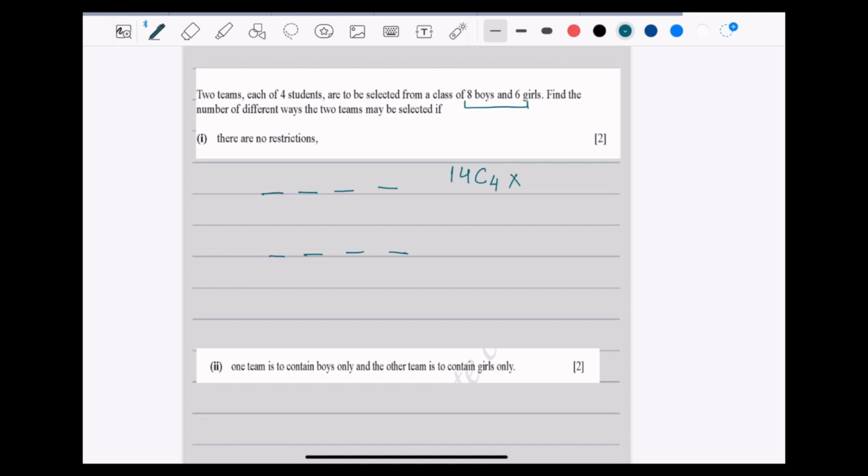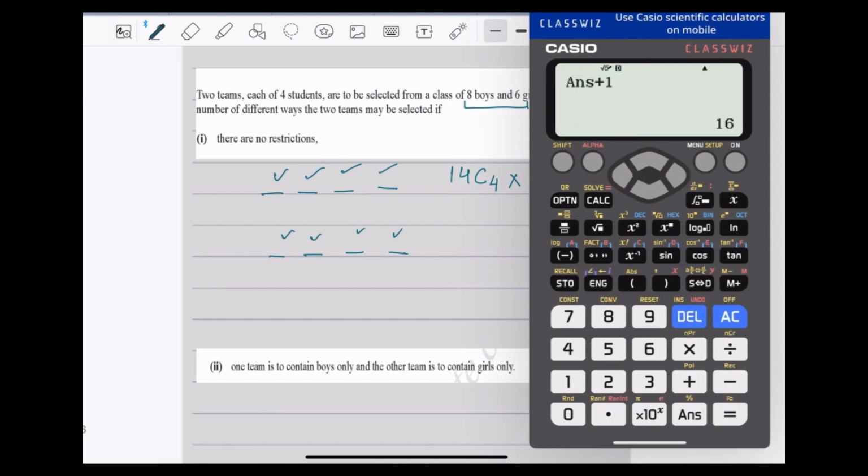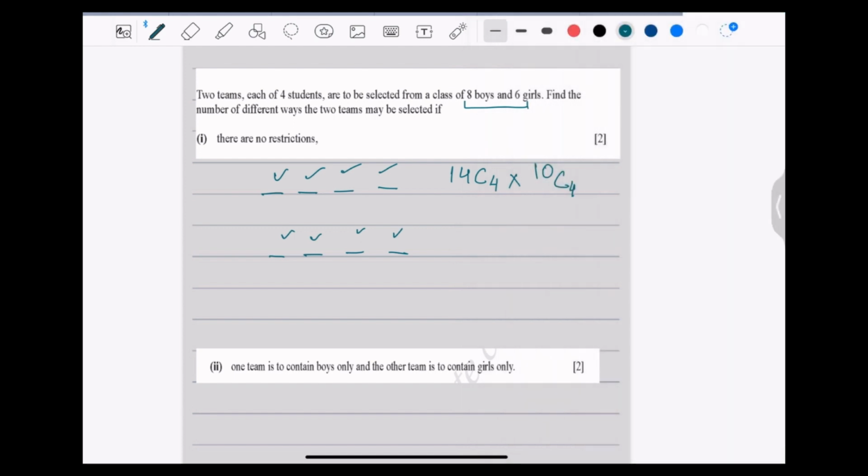times, now out of 14 people, 4 are selected, randomly different, and then they are left with 10 people, and out of those 10 people, still 4 to be filled, the next team is going to be 10C4. So if we find it out, it's going to be 210, 210. That's a lot of ways.